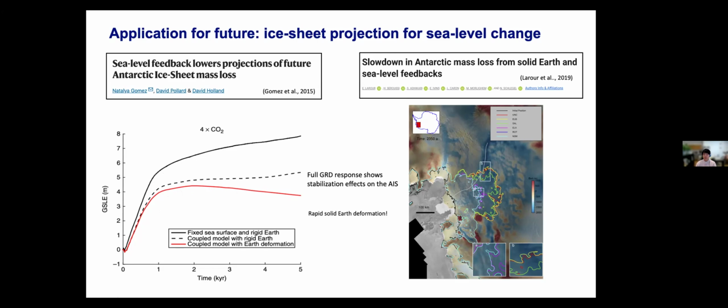And this paper by Leroy et al. also focused on how important it is to maintain high resolution and capture elastic deformation of the solid Earth following West Antarctic ice sheet retreat for the next 500 years. So these studies really suggested that if you want to capture these GRD effects in future projections of Antarctic ice sheets, then you also need to incorporate high spatial resolution and a short-term coupling interval between the ice sheet and sea level model.